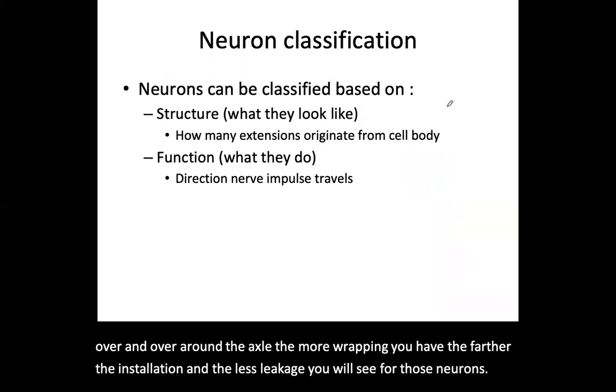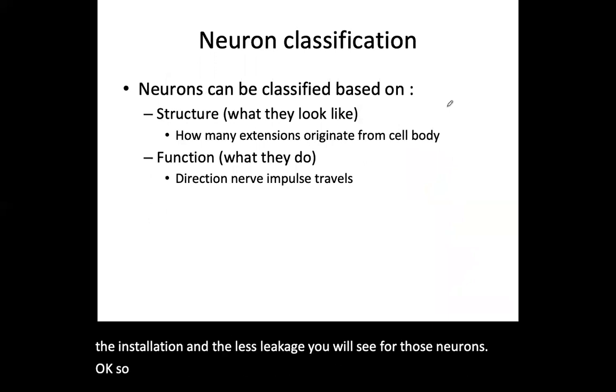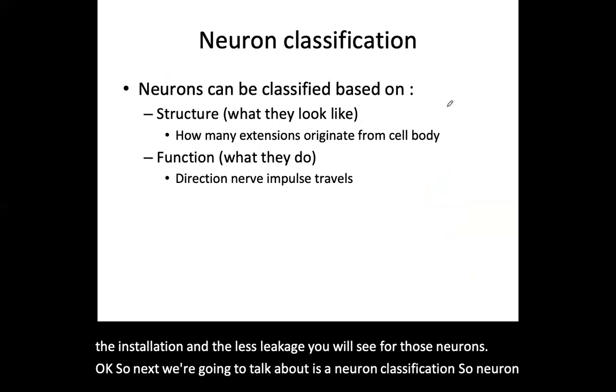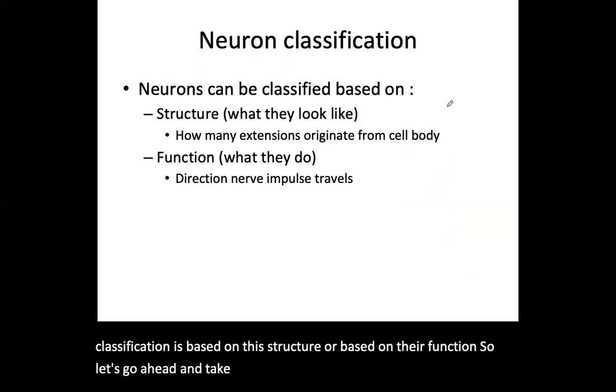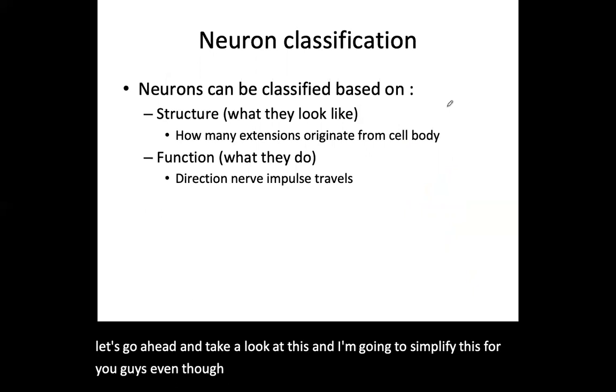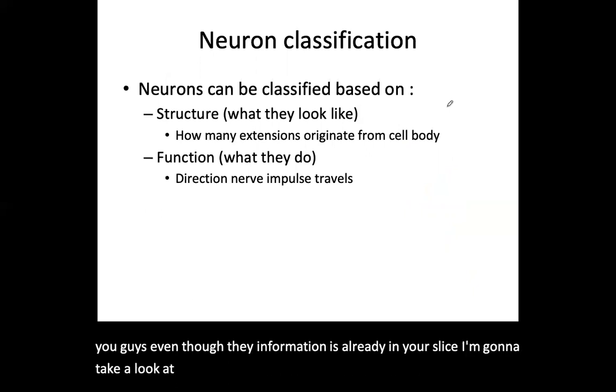Okay, so next what we're going to talk about is neuron classification. Neuron classification is based on the structure or based on the function. So let's go ahead and take a look at this, and I'm going to simplify this for you guys, even though the information is already in your slide. I'm going to take a look at them in easier division.